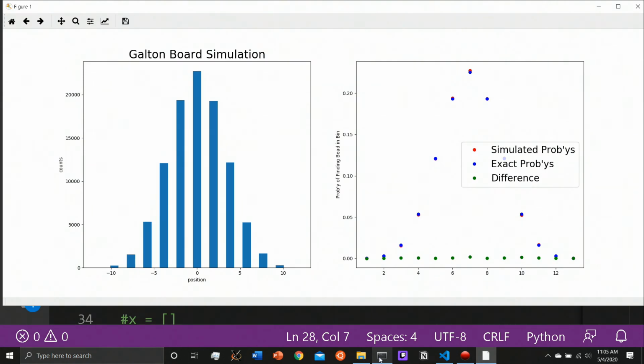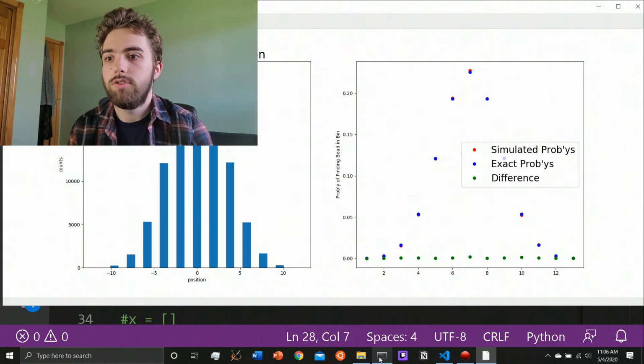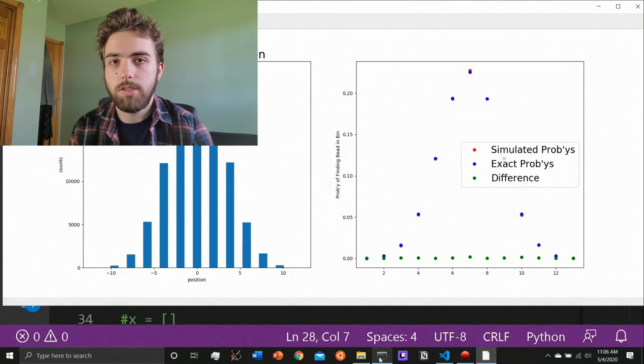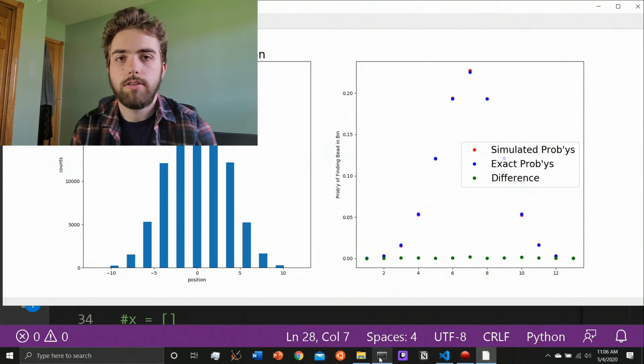So again, the point of the video was to show the importance of checking a simulation if you're making one, and also specifically checking the Galton board simulation, which involves some probabilities and statistics, which is cool.